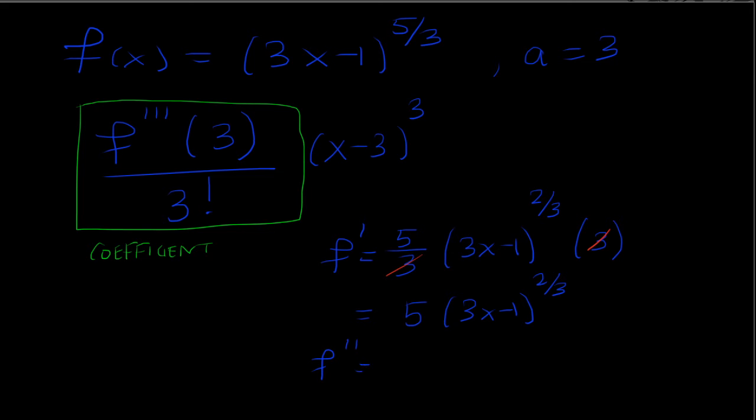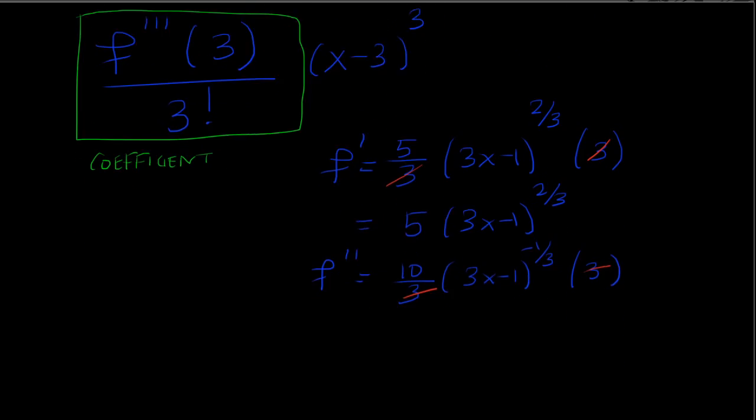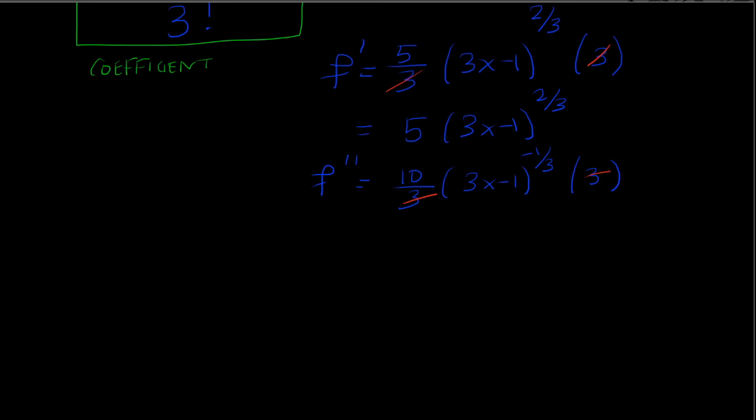For the second derivative, I'm going to bring down the exponent of 2/3. So I'm going to have 5 times 2/3, which is 10/3. Keep the inside the same. Subtract 1 in the exponent. Multiply by the derivative of the inside. 3's cancel again. So that's just going to be 10 times the quantity 3x minus 1 raised to negative 1/3.